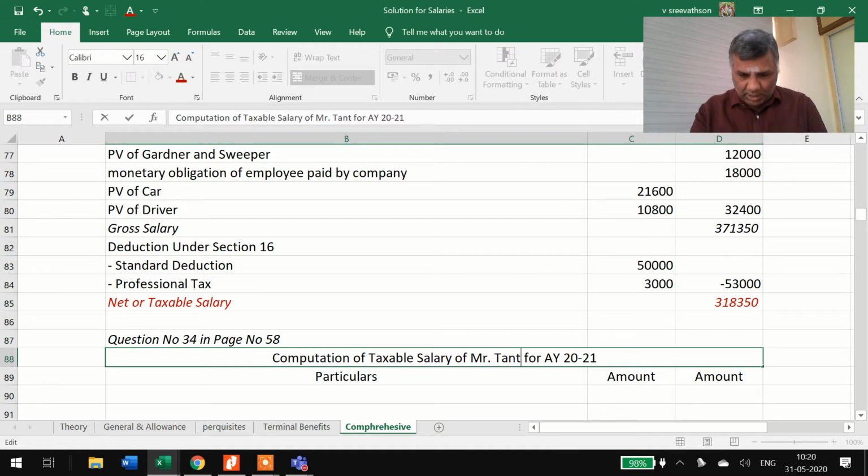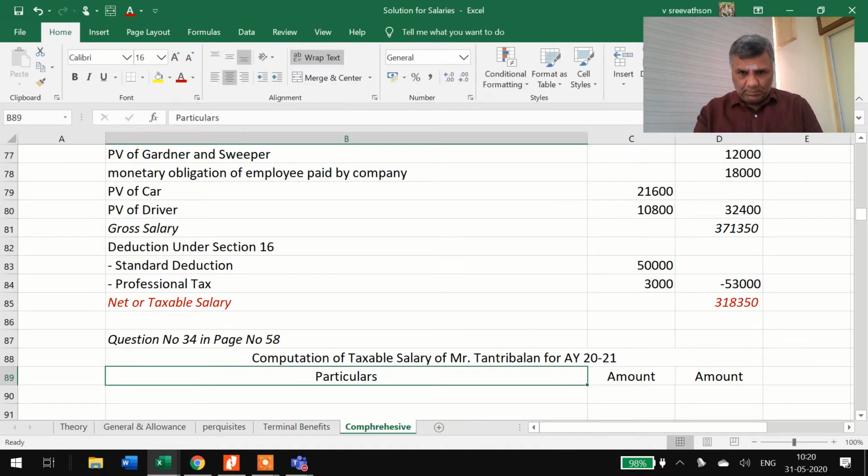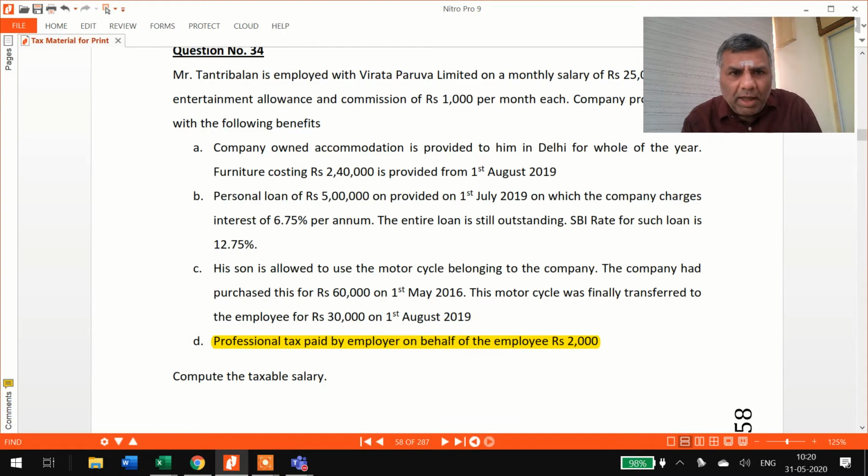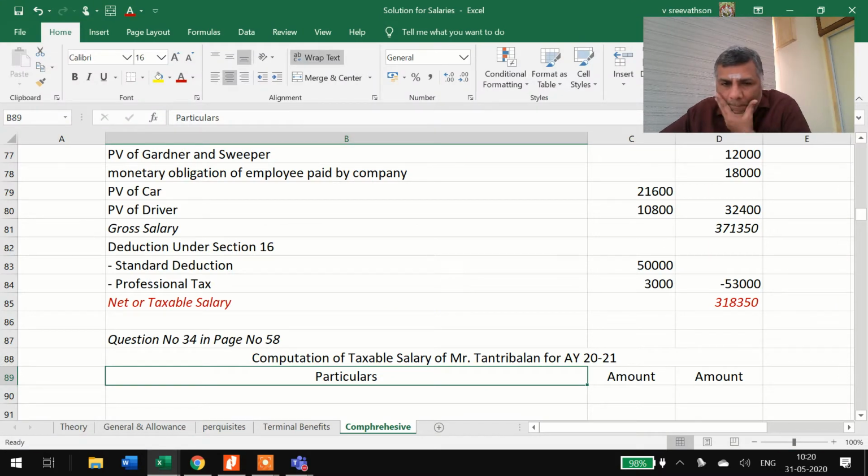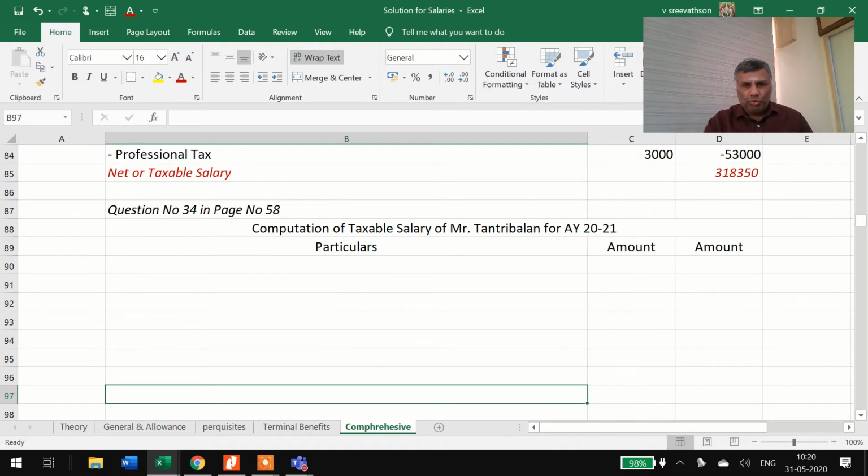Sir, if entertainment allowance of 1,000 is given each month, since Tantri Palan is a government employee, will it be deducted under section 16? When is he a government employee? He is employed with a company. Sir, he is not a government employee. Okay, sir. Please keep doing. I will then join. I'll also do, don't worry. But I want you to try it out once.